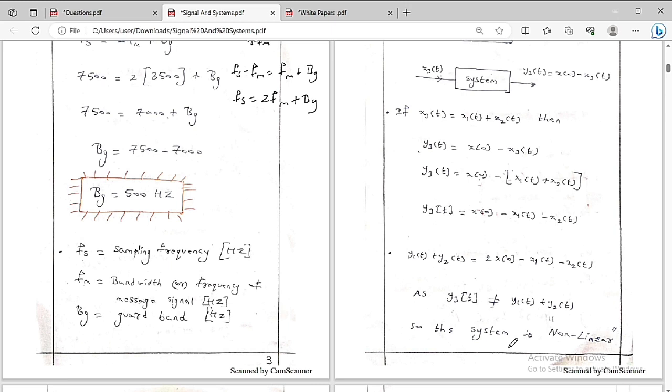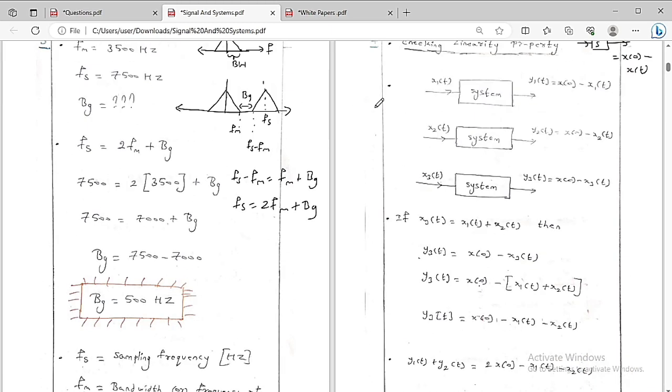So therefore the superposition principle is not satisfied. So therefore we can say the given system is said to be a non-linear system. Even in the shortcut method also you can check whether a given system is linear or not.